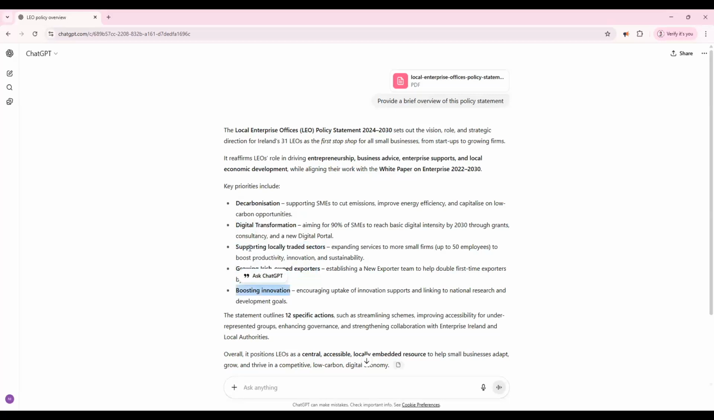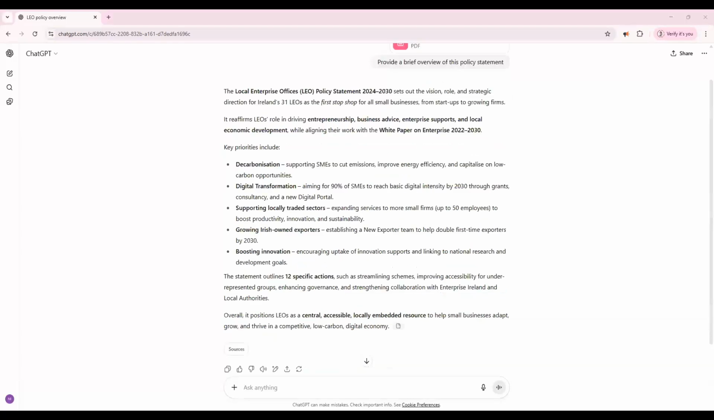So each one of these key priorities is elaborated on a little bit further, but we aren't given too much information. We are just given the most important information, the key messages that it wants to get across. So that is a nice, short, concise overview to help us get started and to give us that high-level understanding of what the policy document is actually about before we then maybe deep dive into further details.